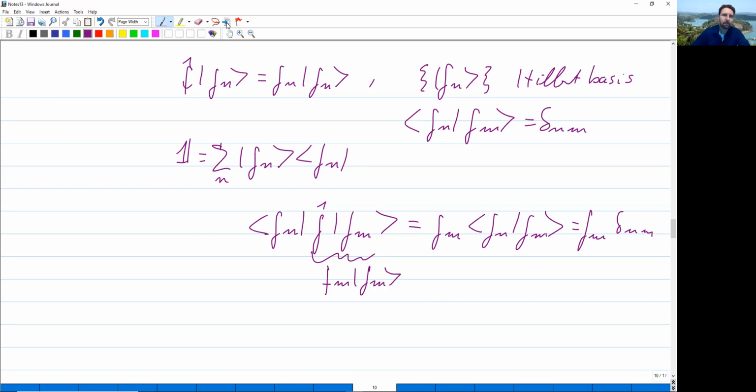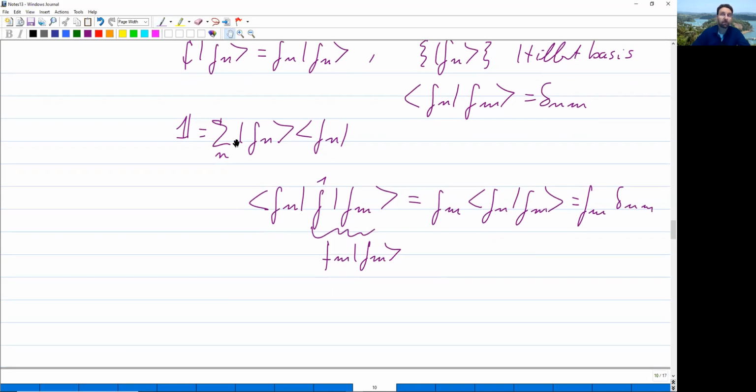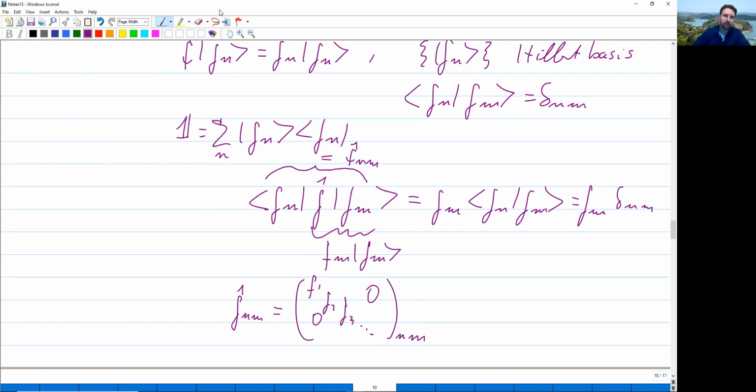So again, an observable whose spectrum is a point spectrum can be written in its own basis as a matrix which is diagonal, namely f hat nm is f1, f2, f3, etc., and zeros everywhere else. It's diagonal. Okay, so far so good.